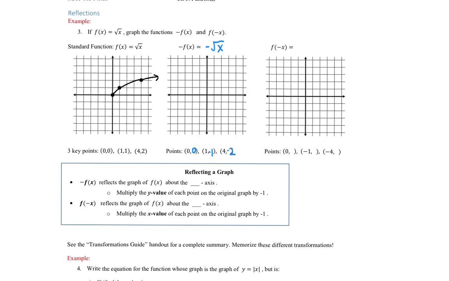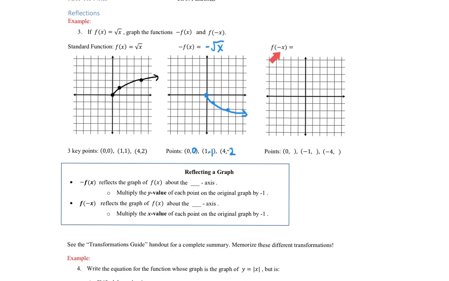Let's take a moment to plot those points. And let's go ahead and draw our graph. Notice when we applied a negative in front of the square root, look what happened to our graph. We had a flip or a reflection with respect to the x-axis.